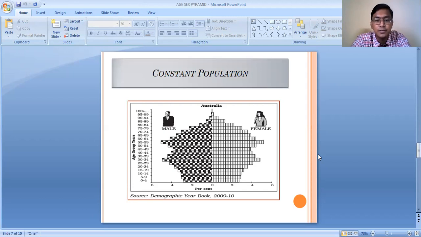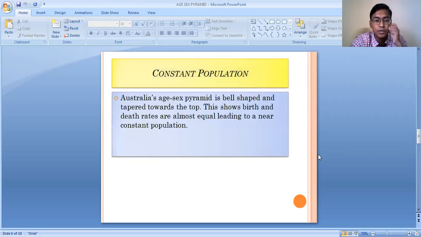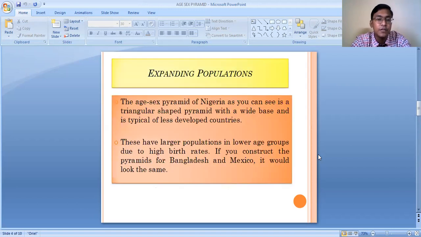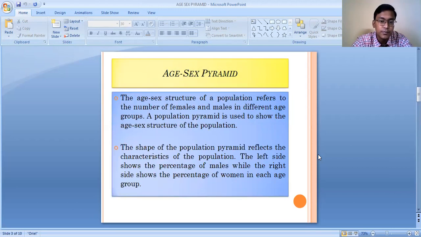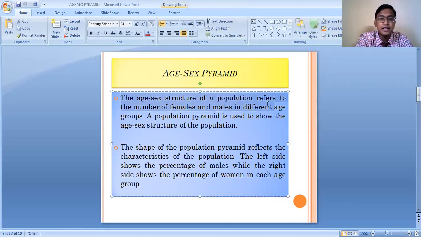These diagrams provide us information about the ratio between males and females in different age groups that we are going to discuss. The age structure of a population basically refers to the number of females and males in the different age groups.